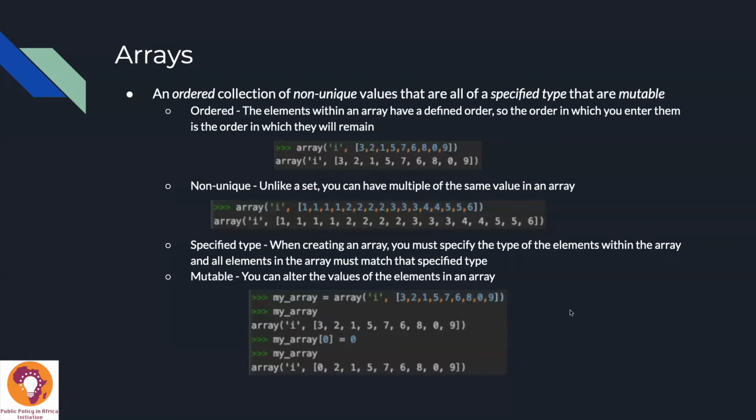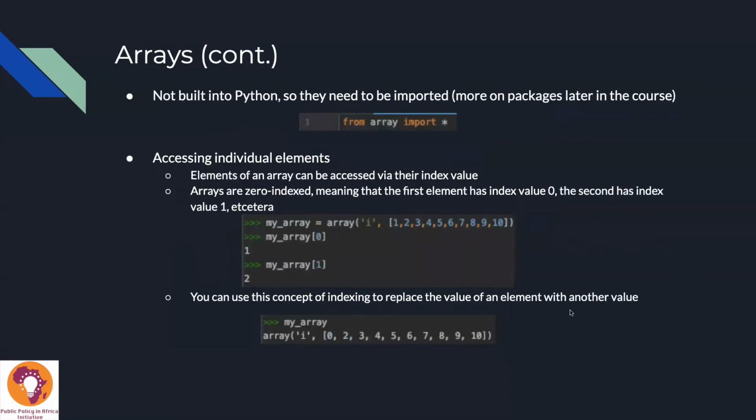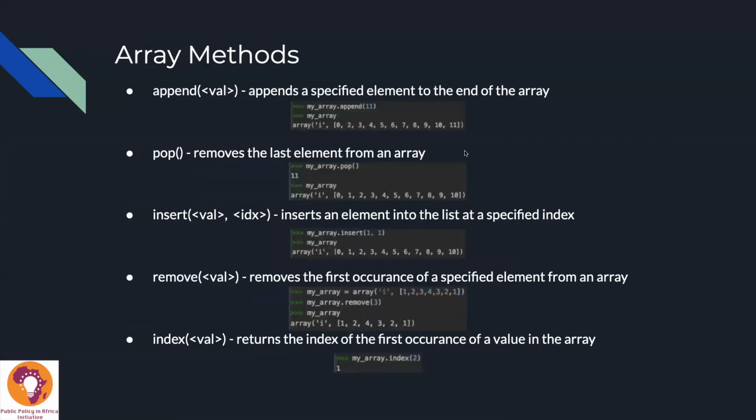All right, so at this time, I'm not seeing any other questions in the chat, but please keep them coming if you have them. All right, so array methods. So we can use append, where you pass in a value to append. This appends a specified element to the end of an array. So if I do my array dot append and I pass in 11 there, that'll append 11 to the end of my array.